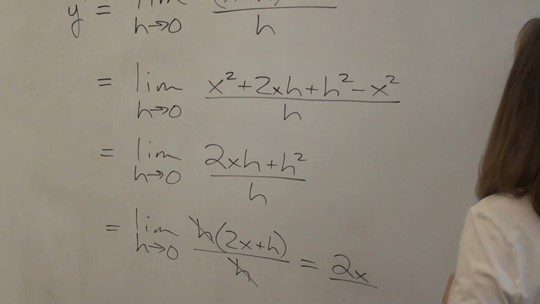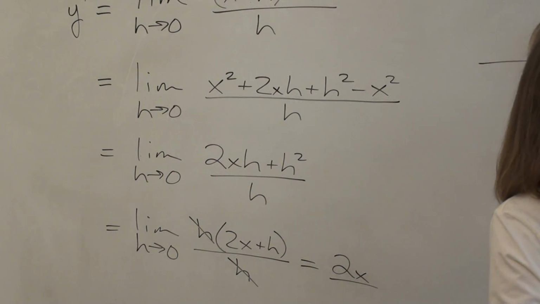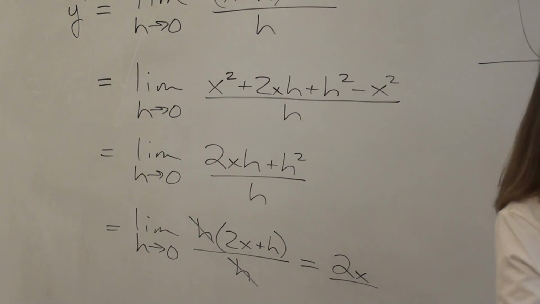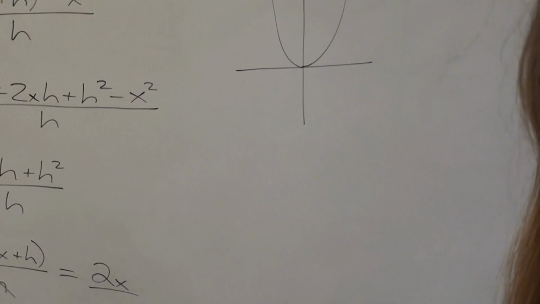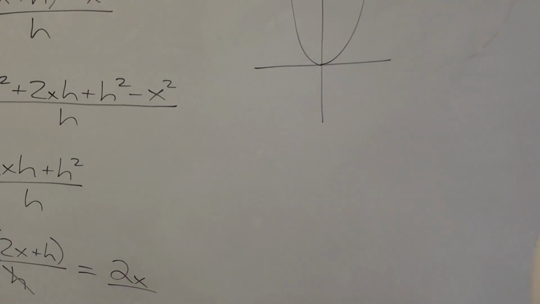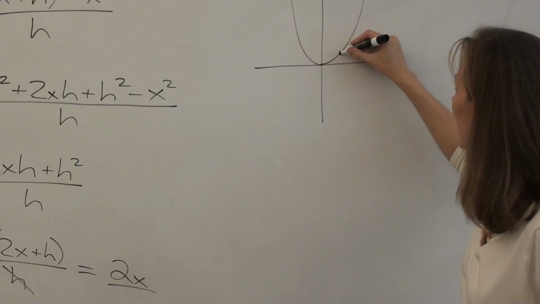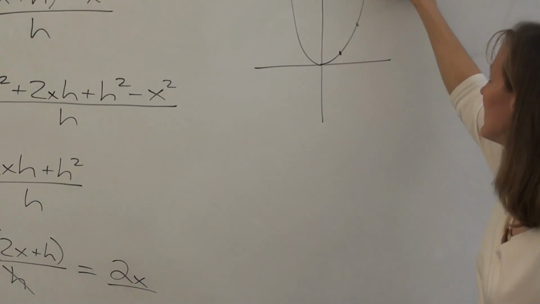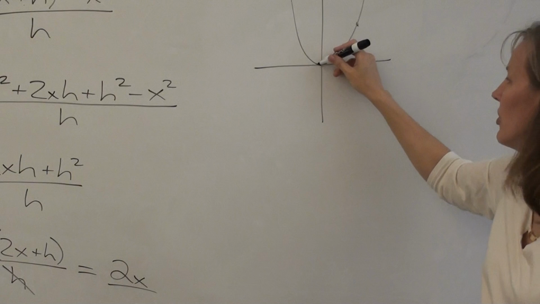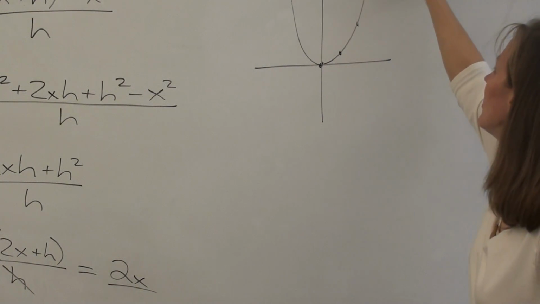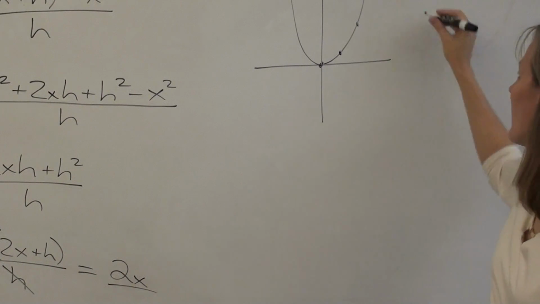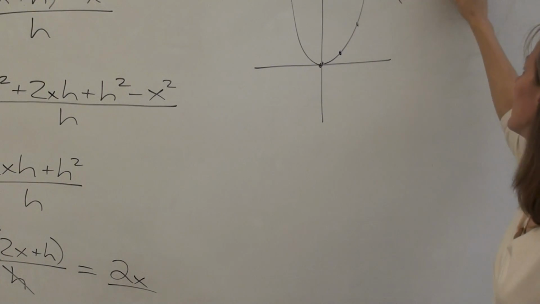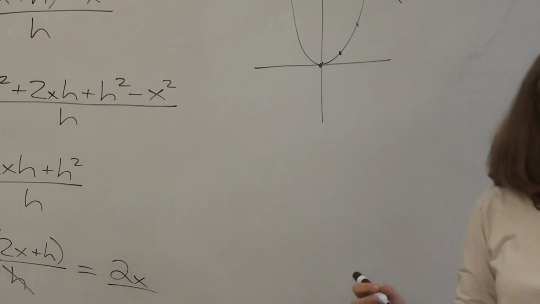So if I have the graph of y equals x squared, so here's the graph. And I just have regular old function values on the graph of y equals x squared. So let's say f of 1 is 1, f of 2 is 4, f of 3 is 9, right? F of 0 is 0. That's just my normal f of x equals x squared. What we just found was that f prime of x was 2x.